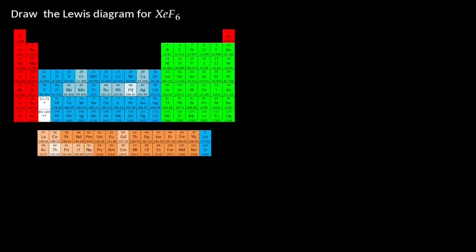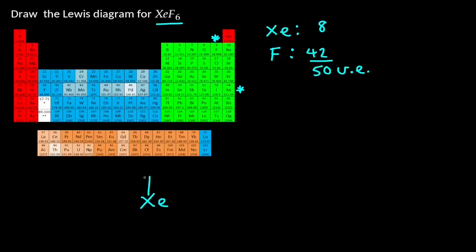Let's draw the Lewis diagram for xenon hexafluoride. So first we determine the valence electrons using the periodic table. So 8 valence electrons for xenon being a noble gas, and 7 valence electrons for fluorine being a halogen. So given we have 6 fluorines, we have a total of 50 valence electrons. And now we draw the skeletal geometry with the least electronegative atom in the middle, being the noble gas, which has a stable outer shell.